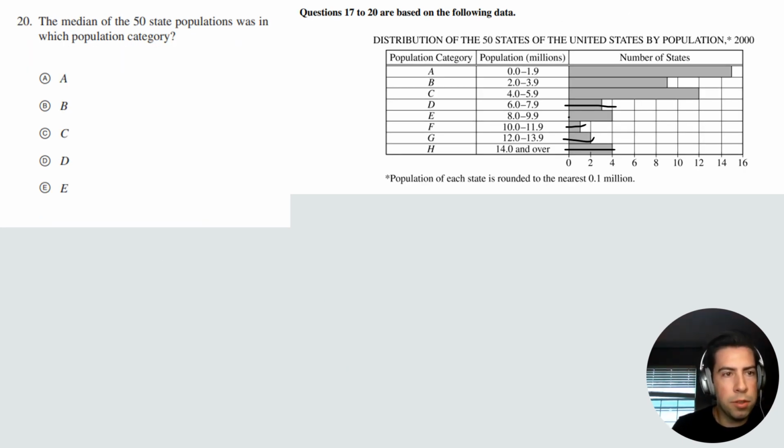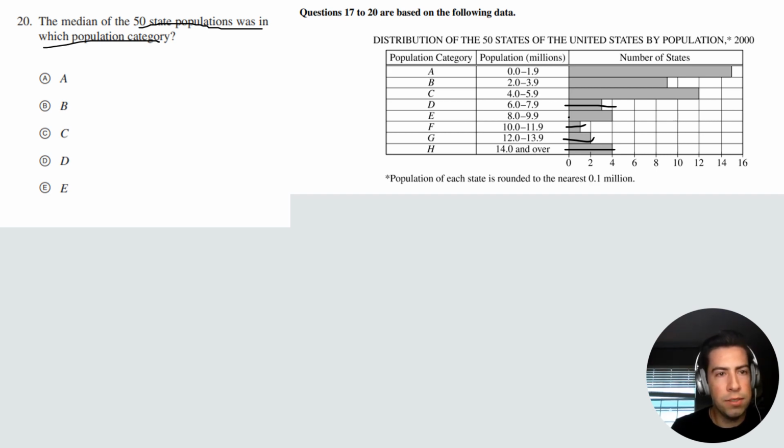Okay, so question number 20. The median of the 50 state populations was in which population category? All right, guys, I'll be honest with you. This problem actually tripped me up when I first did it. I actually got it wrong and couldn't find the solution anywhere. And I realized that I was actually reading it incorrectly, okay? But let me show you the way to think about this.